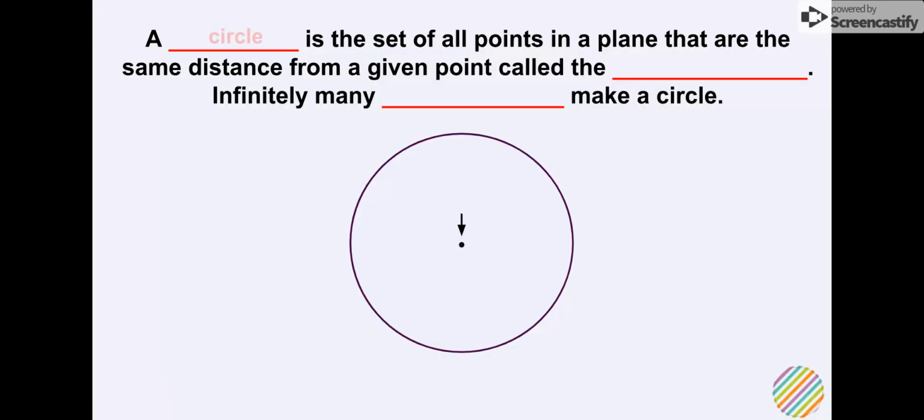Okay, so a circle is the set of all points in a plane that are the same distance from a given point called the center. The center is that dot that you see in the middle with the arrow pointing down. Infinitely many points make a circle. The center is directly in the middle of the circle. You need to fill in those blanks, and you need to label the center on your notes page.